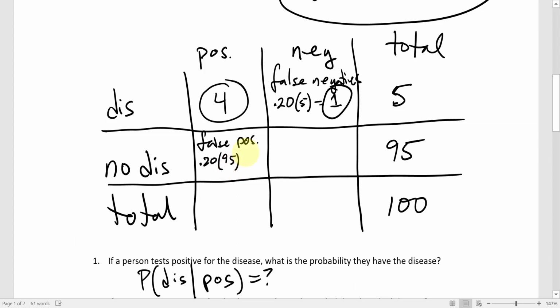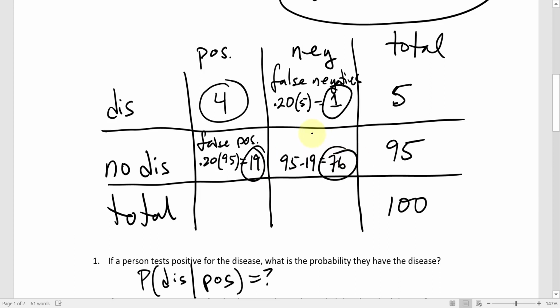20% of them actually test positive, and 20% of 95, that's 19 people. That would be 19 people on average out of 100 who would get false positives. And that's a lot, and that's the problem. So once you have the total here, 95, you could simply subtract the 19 and get 76.